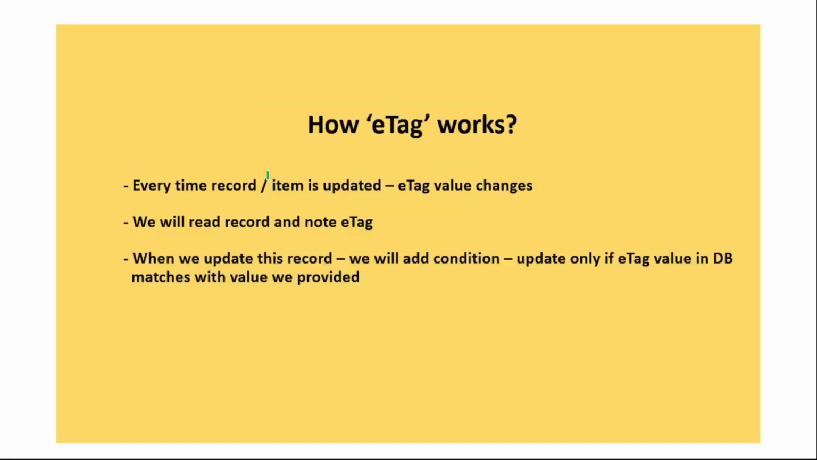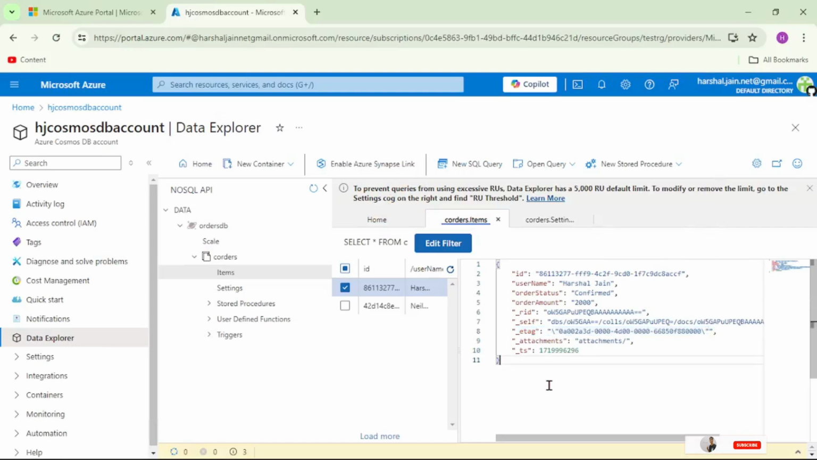Now let's discuss how eTag works. Every time a record or item is updated in Azure Cosmos DB, the eTag value changes, and let's see it in the portal. This is one of the records or items in our Azure Cosmos DB, and you can see it has this property, eTag, which I have highlighted. Every item in Azure Cosmos DB has this eTag property, and whenever we update the item, this eTag value changes.